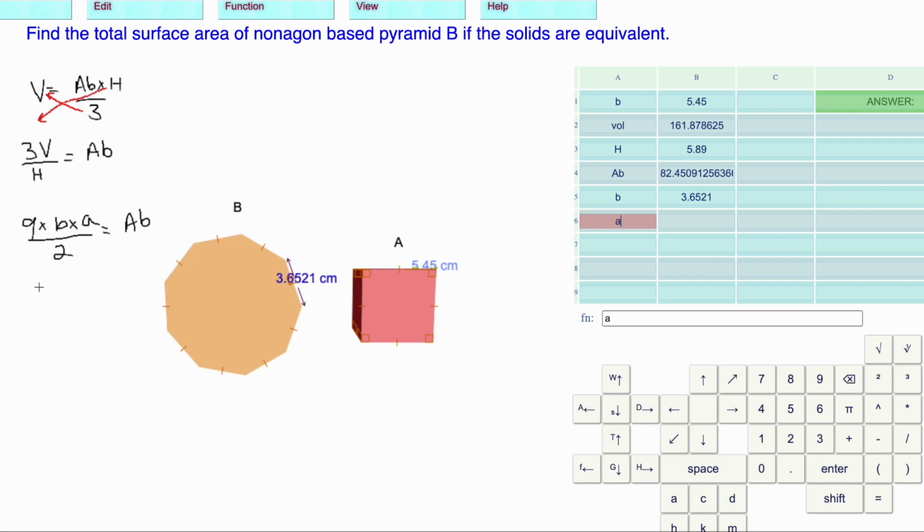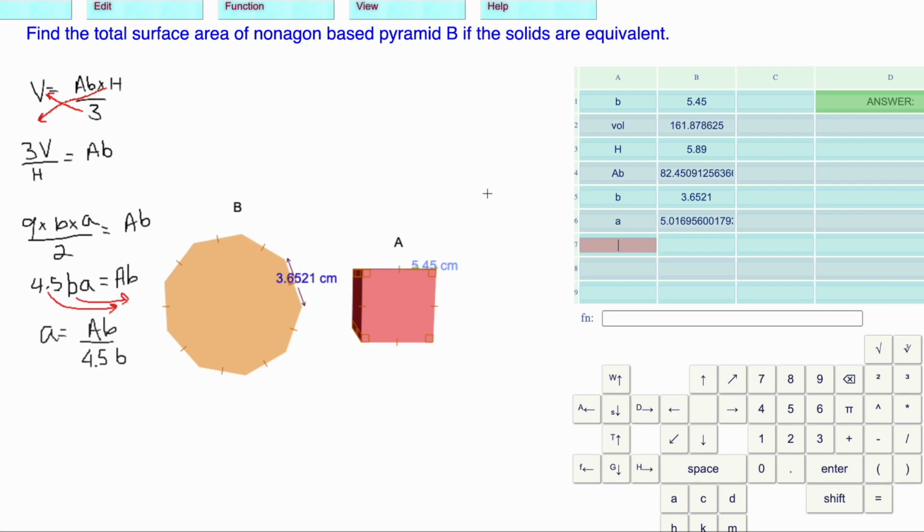We know the base, and so we want to isolate the apothem. 9 divided by 2 is 4.5. I'm going to cross multiply. The 4.5 and the base are going to come down below, and we're going to leave the A where it is. We have the apothem is equal to the area of the base divided by 4.5 divided by the base length, or the side length. That gives us 5.01. If this length is 5.45, then 5.01, that makes sense.